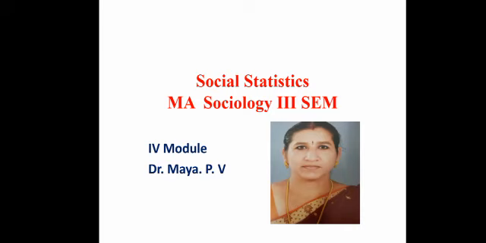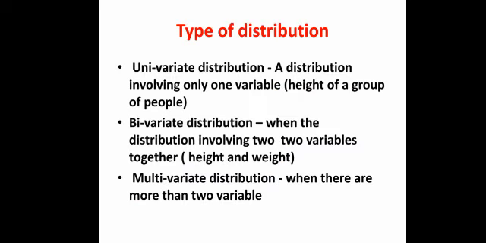Today we are learning the fourth module, which deals with correlation and regression analysis. Let us start with the distribution. Univariate and multivariate distributions are very useful in most statistical procedures. A distribution involving only one variable is called a univariate distribution. For example, the distribution of height of a group of people is a univariate distribution.